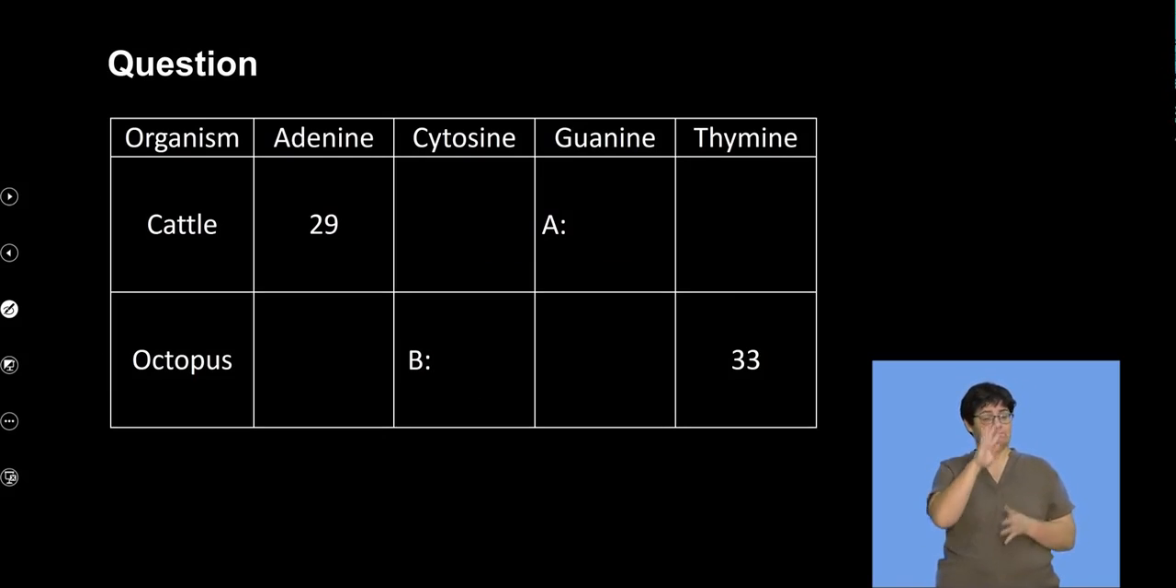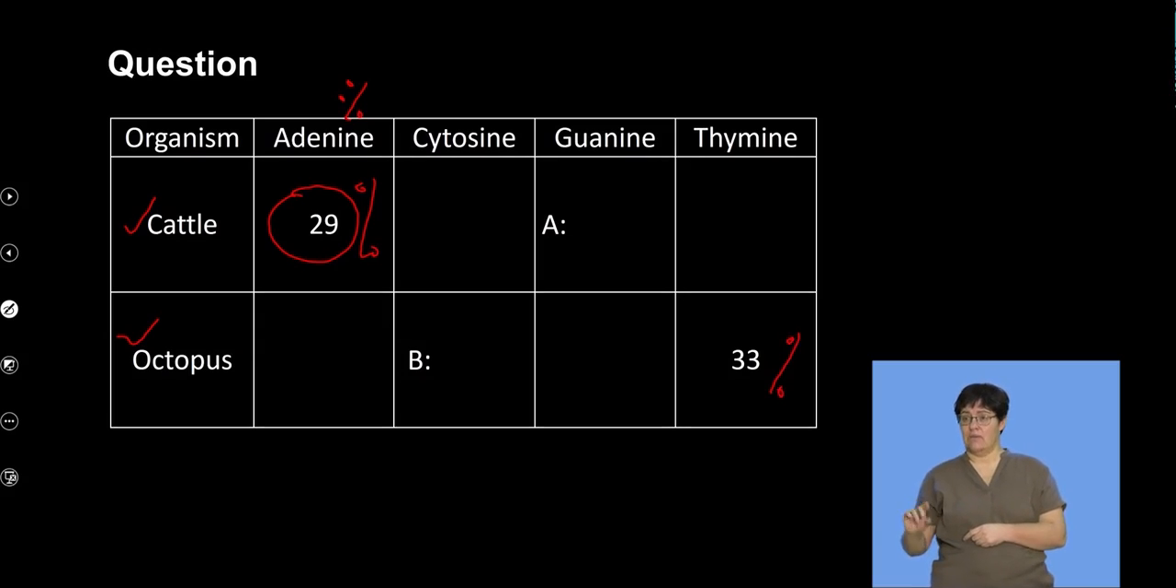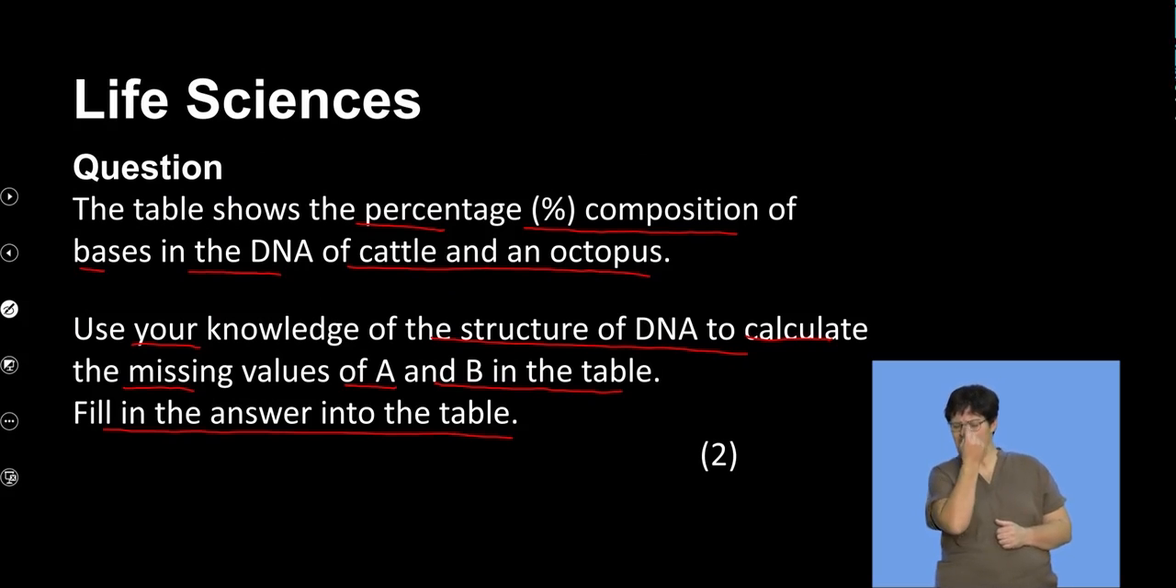So here's a table that shows you the different organisms. We've got cattle and we've got octopus, and it illustrates the percentage composition of the different bases in DNA. Here we're seeing that the table shows a 29% composition of adenine for the cattle, and for the octopus, it shows a 33% composition of thymine. So I'd like to go back to the question, guys, so that we can read it again and have a better understanding of it.